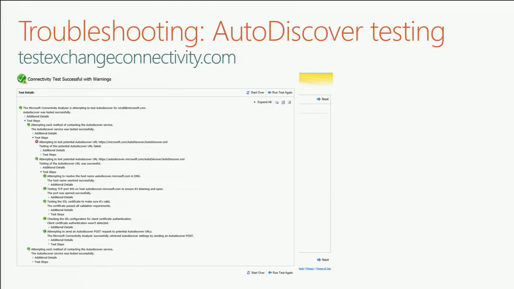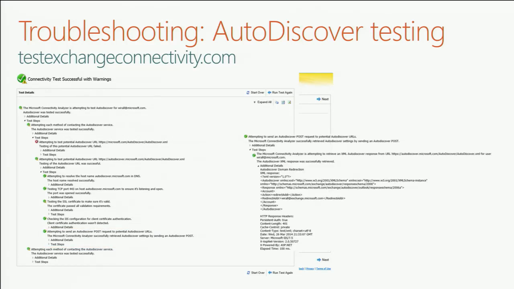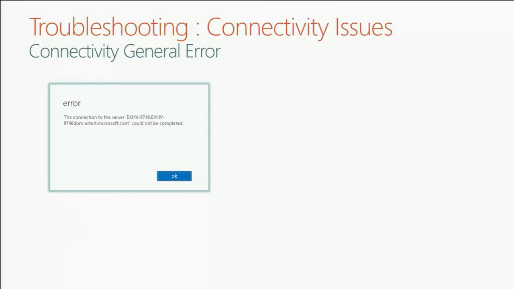Here it tests that the auto-discover endpoint is available in DNS. And then it checks that the port's accessible and that you have a valid SSL certificate and that it was able to have a reasonable response from the auto-discover service. And here you can see such a response. So this is a redirect, and you can also discover if you have some sort of loop here where auto-discover is pointing back at itself or some other issue. And we've heard of all kinds.